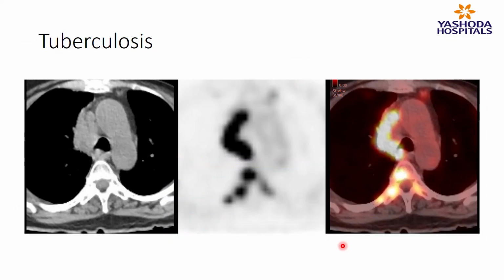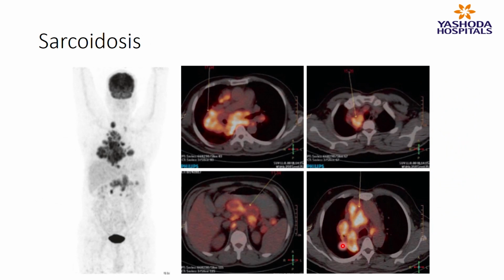Winner again. So coming to some of the examples, this is mediastinal nodal disease where there is also bone involvement, in tuberculosis. Then this is a case of sarcoidosis which is showing multiple site involvement, and we can also see the periportal node involvement in the whole body PET.